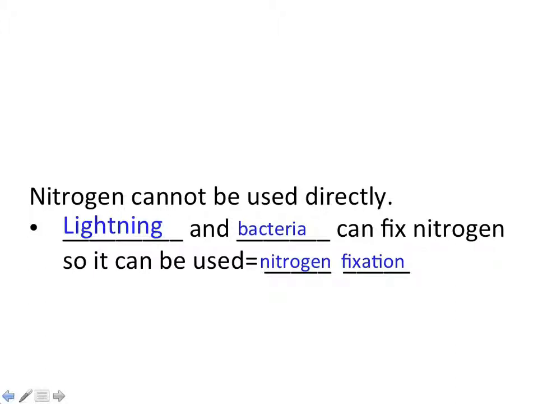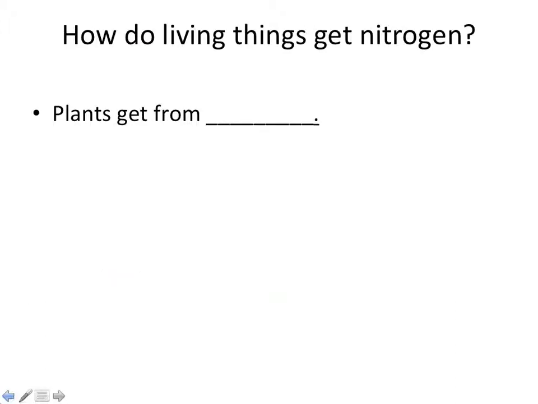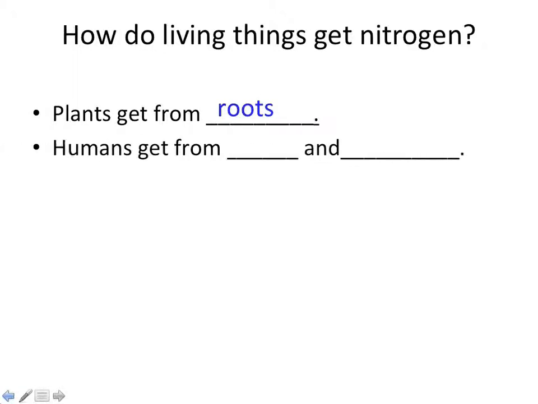Everyone have this? Okay. How do living things get nitrogen? Well, plants get it from roots in the soil, yes. Humans get it from, how do we get it? What do we eat? We eat plants and we eat animals. We eat both plants and animals.